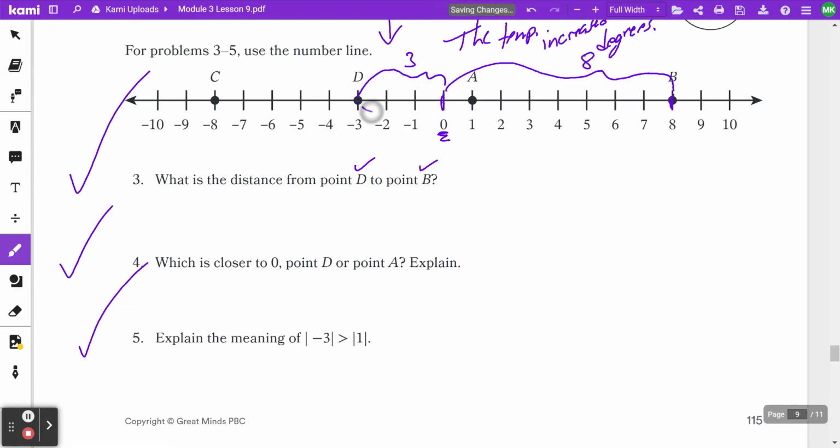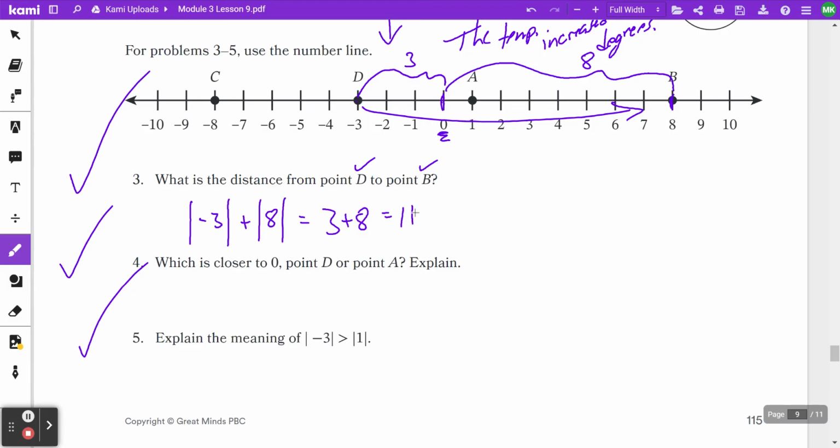Now, if I want the full distance from one to the other, I'm going to add those. So I want the absolute value of -3 added to the absolute value of 8. And I get 3 plus 8, and that gives me 11. Just like that. And I guess they want units, so units. There you go. If you don't know the centimeters or feet or whatever it is, just use the word units and you're fine.